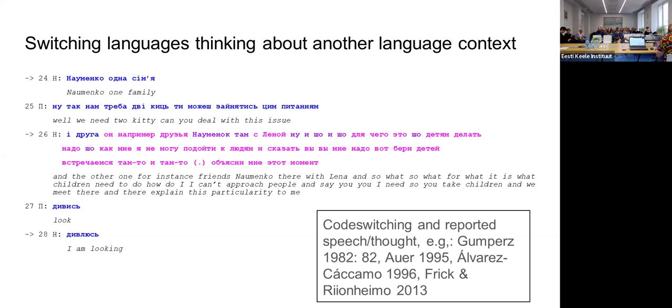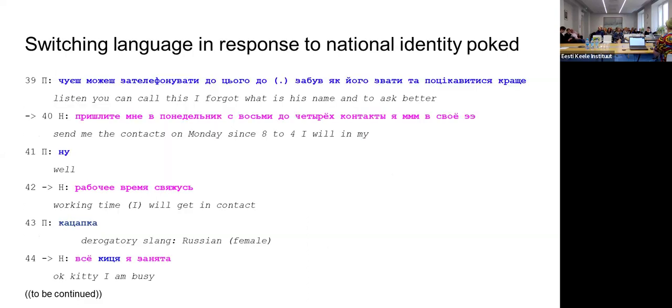And by the end of her utterance, she's speaking Russian. Panas replies with a dialect particle or maybe a verb, look, in Ukrainian. And Natalia responds, I'm looking, in Ukrainian, and later Panas proceeds with the explanation, what is the activity for the families? And the most interesting example, where again some lines are omitted.